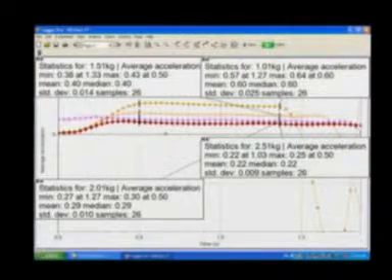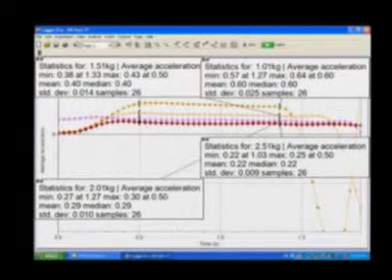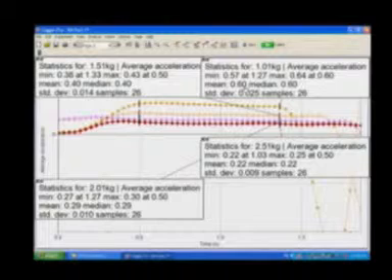Right, if we take a quick look at the results, run 1, remember the mass was about 1.01 kilogram. This is now the mass of the system. The value that we take is the mean value. So the acceleration for run 1 is 0.60 meters per second squared.